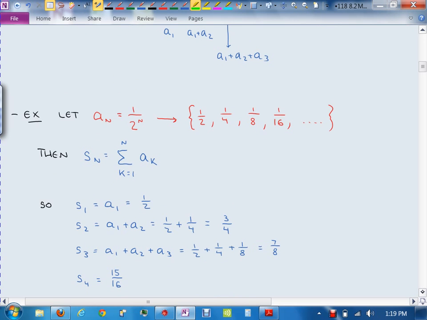So we have the sequence. A sub n equals 1 over 2 to the n. So the first term of this sequence is 1/2. That's what we get when we plug in 1, right? Then we get 1/4, 1/8, 1/16, right? This is a sequence. Now we want to get the series for that sequence.